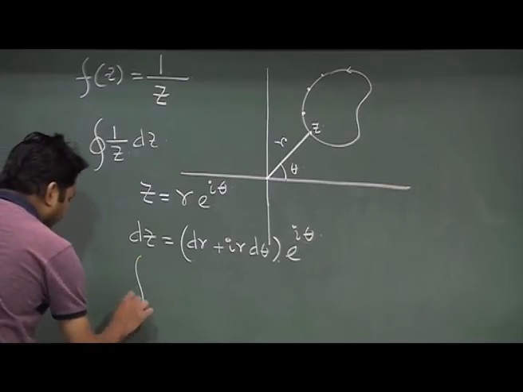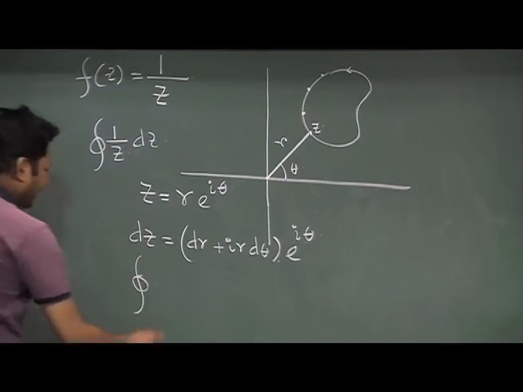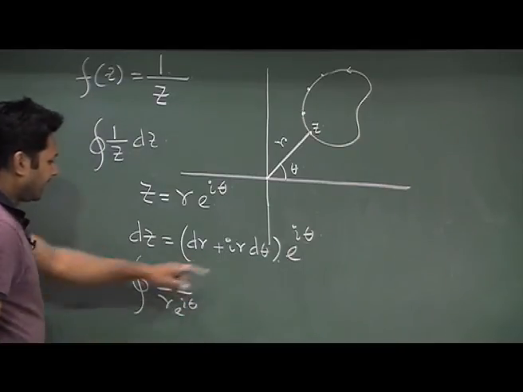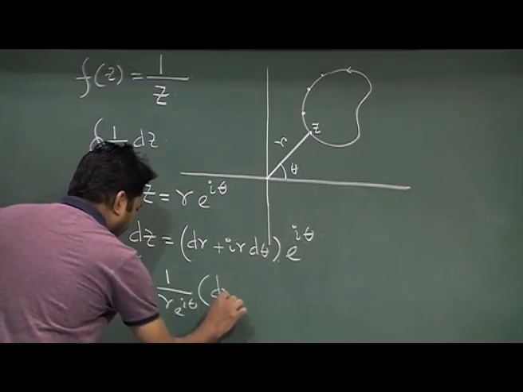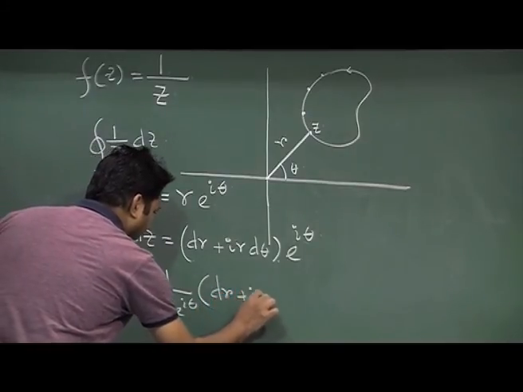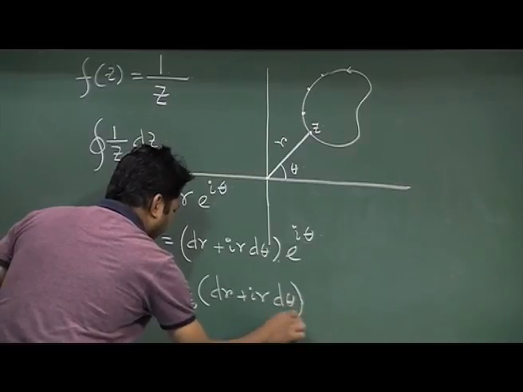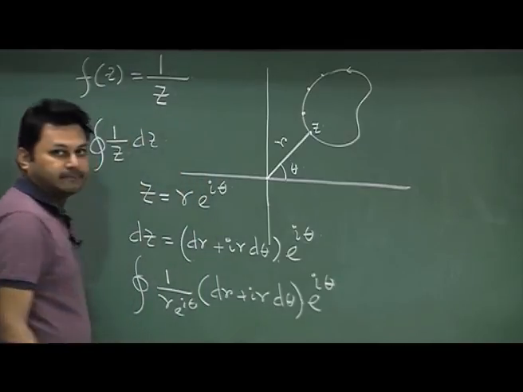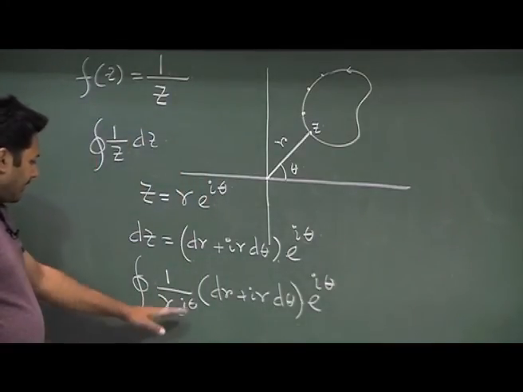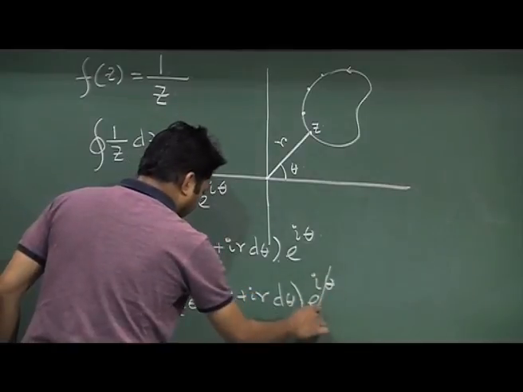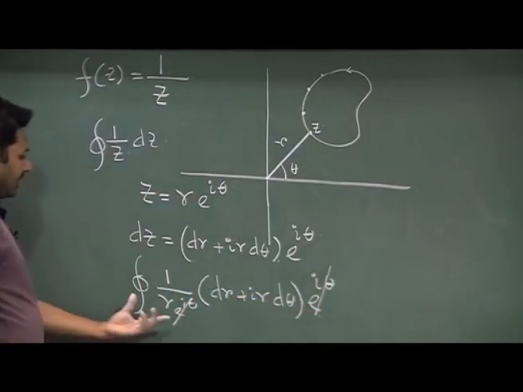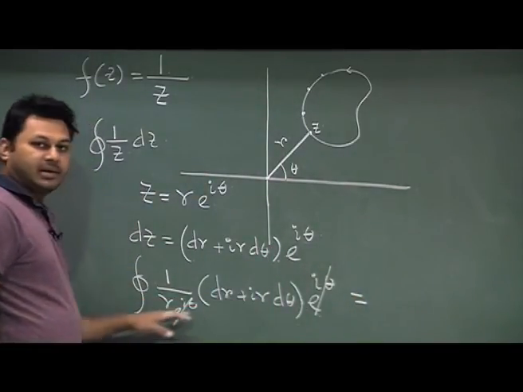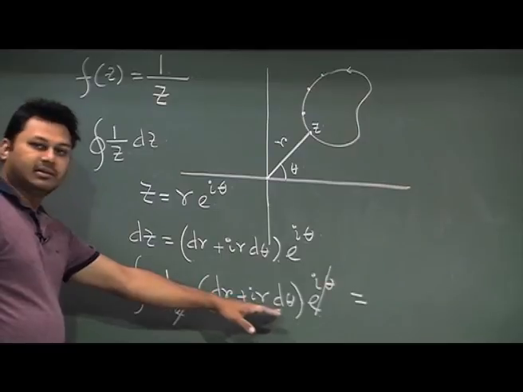So inside the integration, my closed integration of 1 by z means 1 by r e to the power i theta, and this quantity dr plus i r d theta, whole multiplied by e to the power i theta. Now this e to the power i theta and this e to the power i theta will cancel out, and I will have two integrations, one related to r and another related to theta.